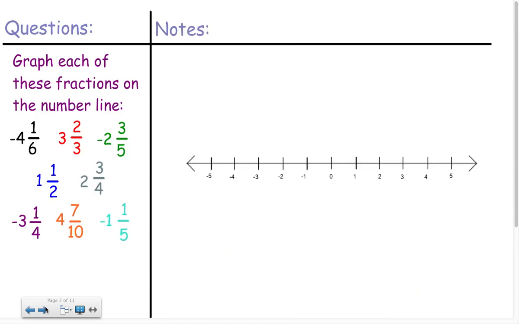Graph each of these fractions on a number line. All right. So let's start with, let's start, oops, I just ungrouped that. Let me group it together again before I continue. Oops. That one got ungrouped too, I think. Okay, so let's group these together again.